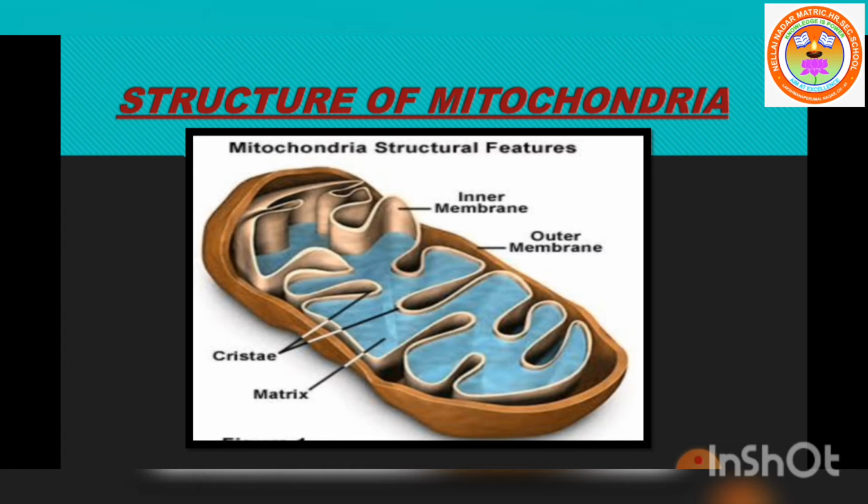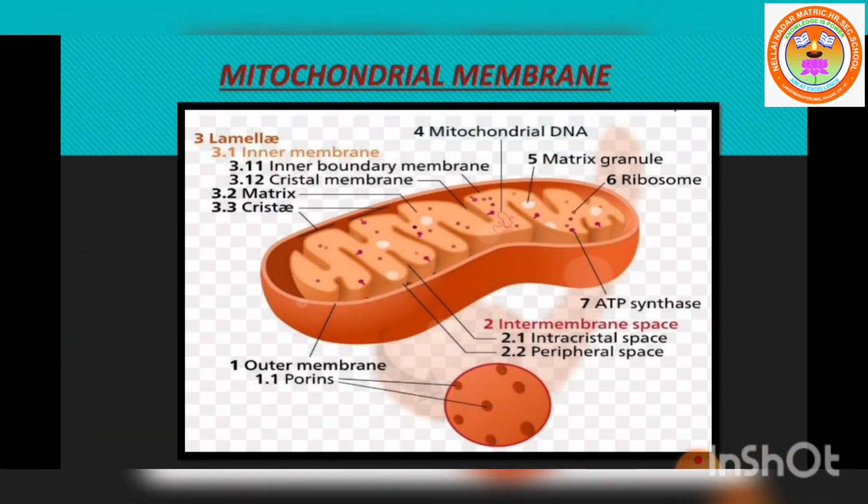The outer mitochondrial membrane is smooth and freely permeable to most small molecules. Small molecules can enter through the outer mitochondrial membrane. It contains enzymes, proteins, and lipids. It has porin molecules. Just see the picture, the outer membrane with porin molecules. Porin is a protein which forms channels for passage of molecules through it. This is about the outer membrane of mitochondria.